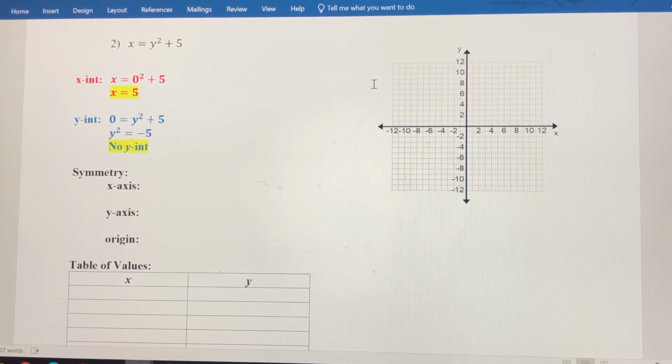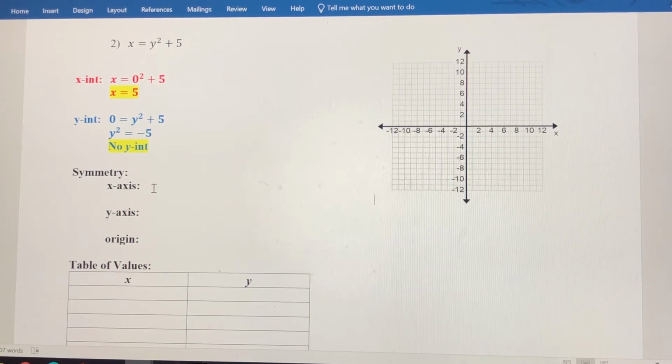So this graph is going to have a point at the x-intercept at 5, 0. It's not going to move to the left at all. So I know this graph is going to start here and move to the right. That's helpful thinking when I start making my table of values in a bit.